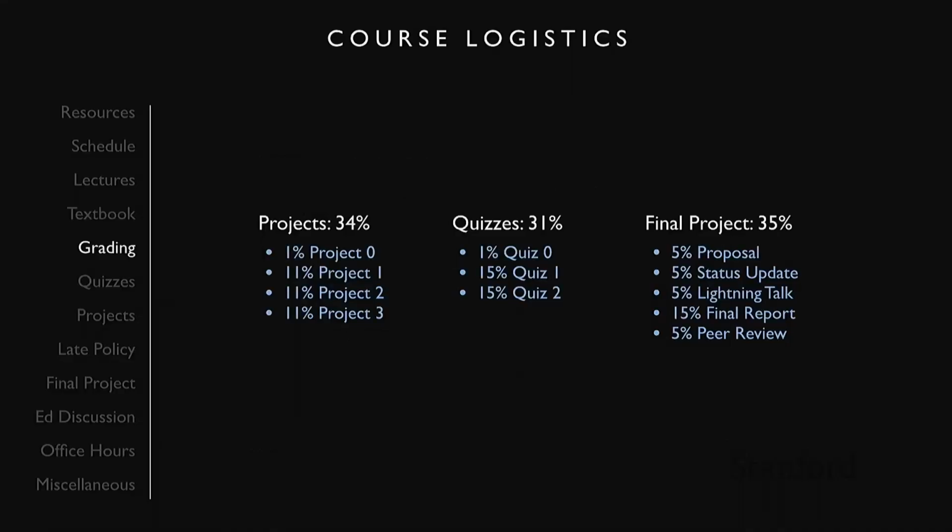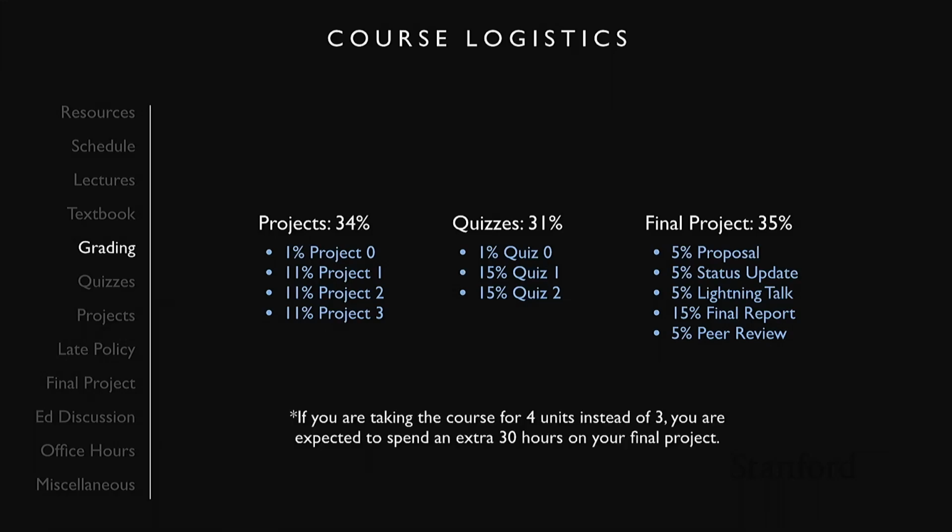Grading. If you've taken any of Mykel's classes in the past, like AA222 or AA228, it's structured very similarly. There will be some projects, some quizzes, and a final project. One thing that's a little different: quiz 0 and project 0 are going to count for 1% of your grade because we do want you to complete them. So it's not optional like it has been in other courses. Those are due a week from Friday. And if you're taking the course for 4 units instead of 3, you're expected to spend an extra 30 hours on the final project, because that's the expected time difference between taking something for 4 versus 3 units.